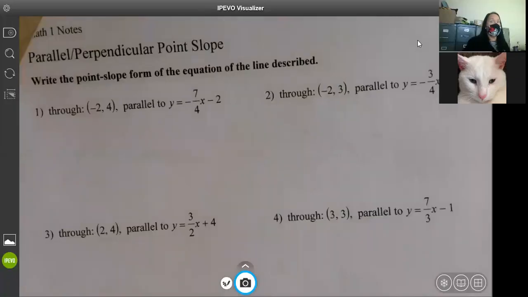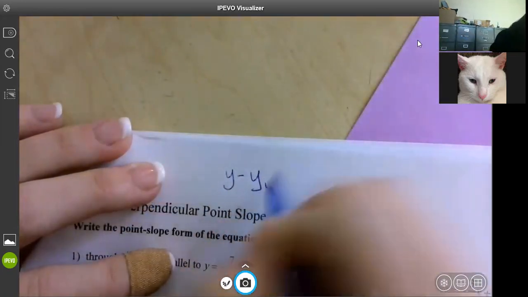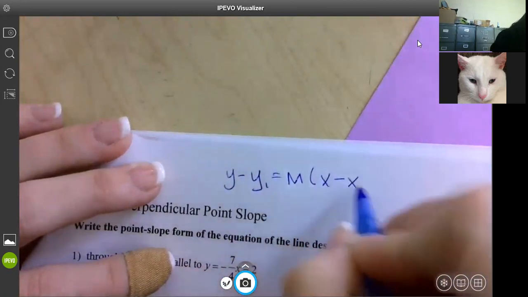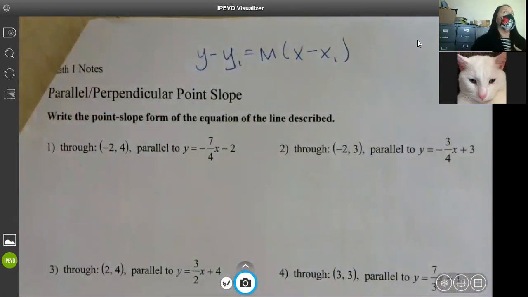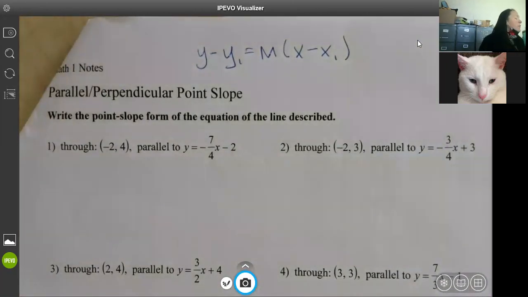And then record. We're doing parallel and perpendicular with that point slope. I just want to remind you what point slope is. So remember that was y minus y1 equals m times x minus x1. And I think that parallel and perpendicular are a lot easier with point slope than they were when we did it before. Okay, the other thing that you need to remember is what we do with parallel and perpendicular.